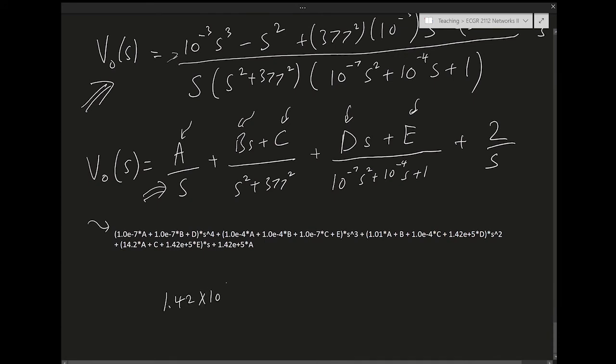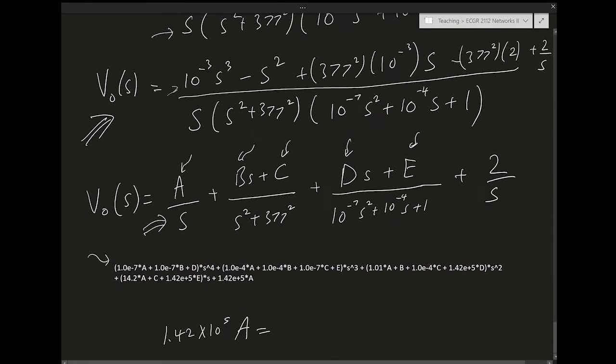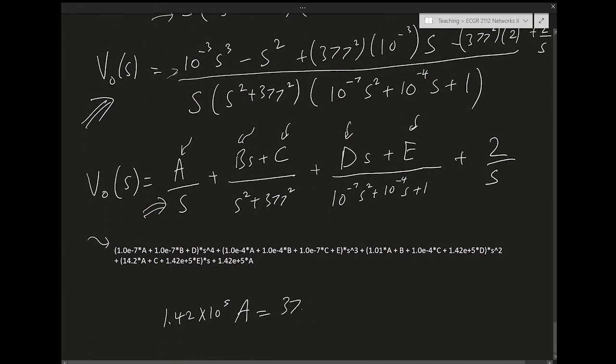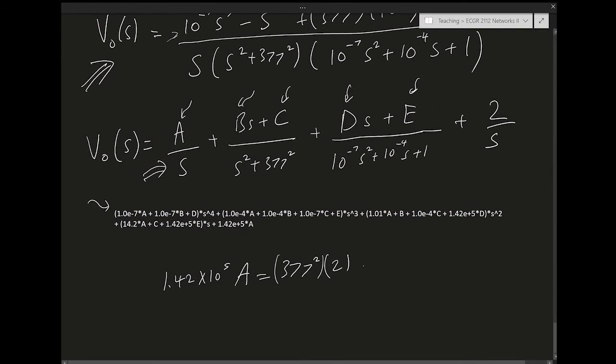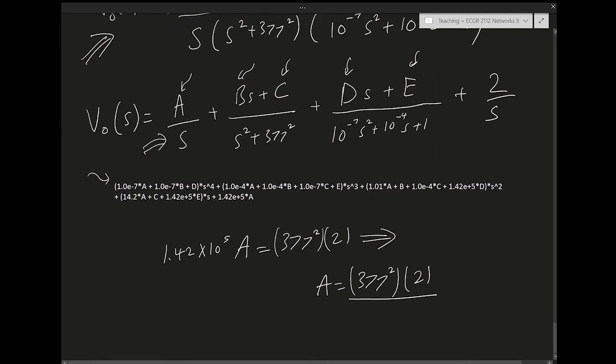Right off the bat, we see that 1.42 times 10 to the power 5 a equals 377 squared times 2. That tells me that a equals 377 squared times 2 over 1.42 times 10 to the power 5. So this is the value of a. We can calculate it later, but let me write down all the equations now.